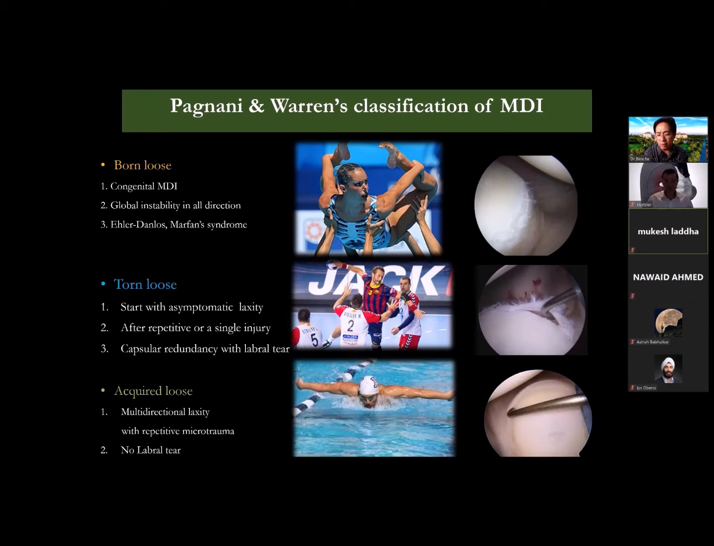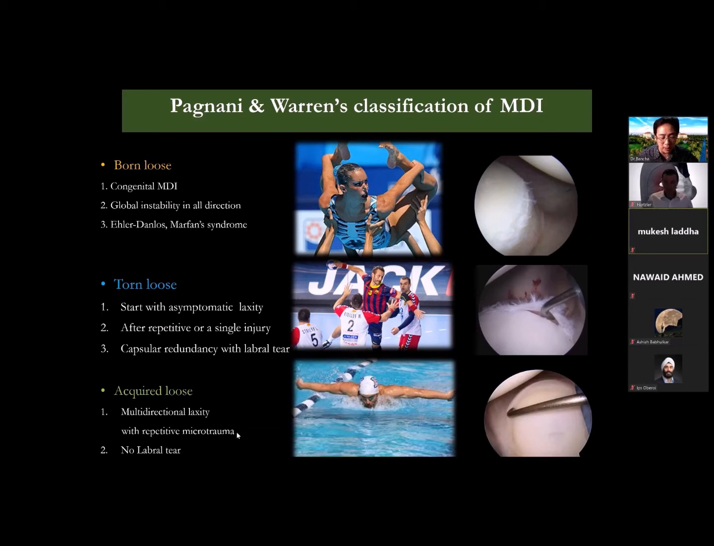The second group is the torn loose. The patient starts with asymptomatic laxity, and this kind of patient may be active in sports. They have repetitive injury, so finally the lax capsule, the lax tissue, gets a labral tear. This is a torn loose, like I show you in the pictures, right? This is the hyperlax joint. You see the patulous capsulolabral recess, and one day the labrum starts to tear, right? So this patient will come with pain.